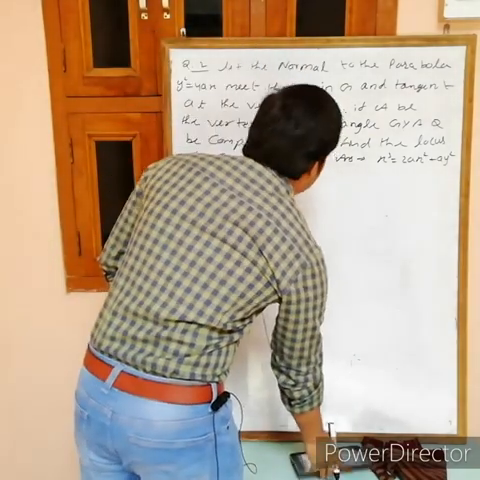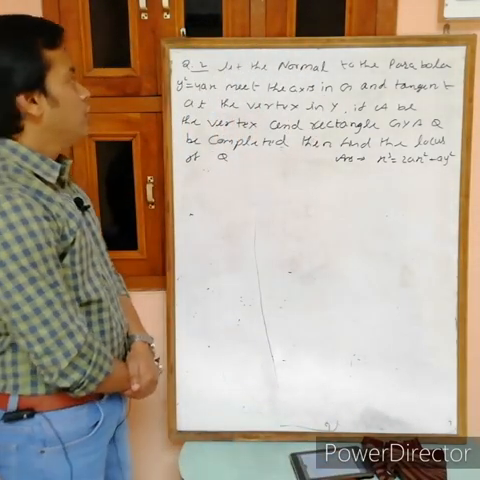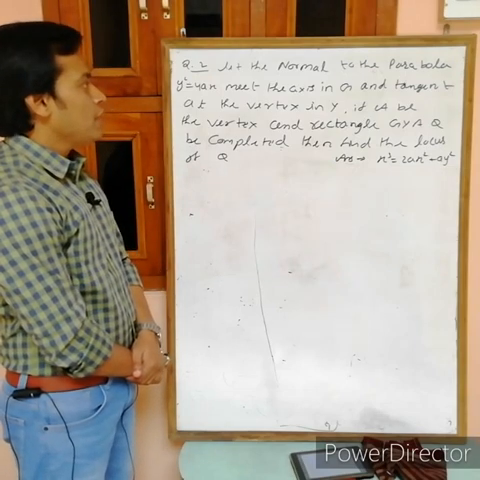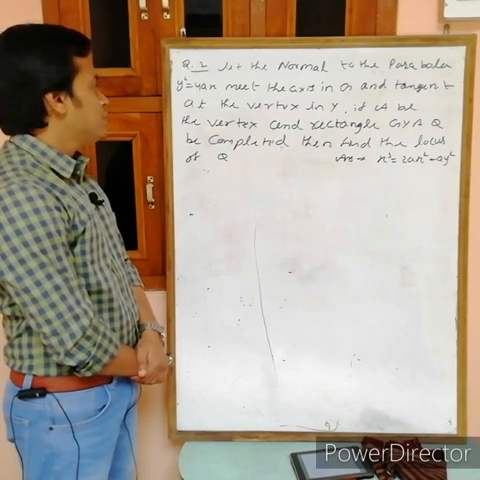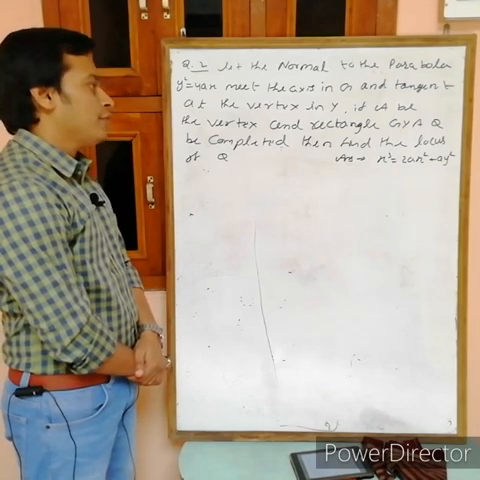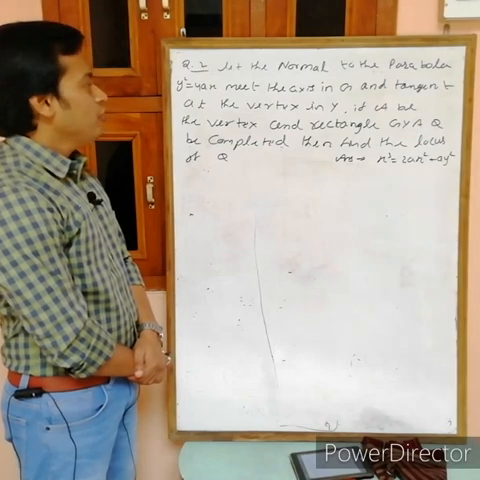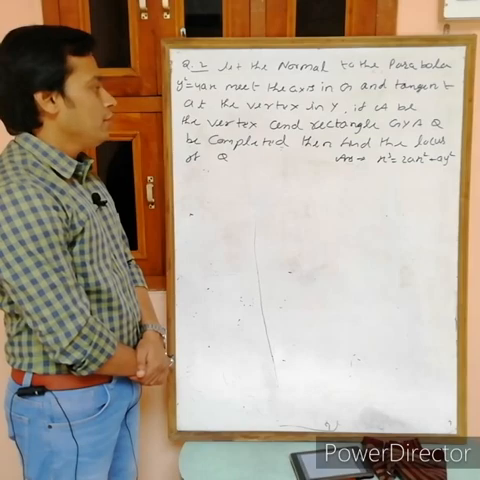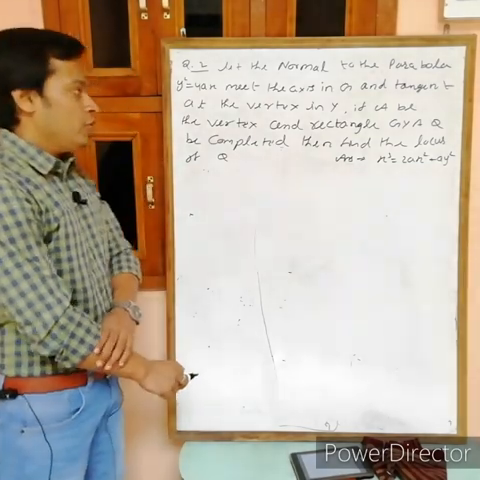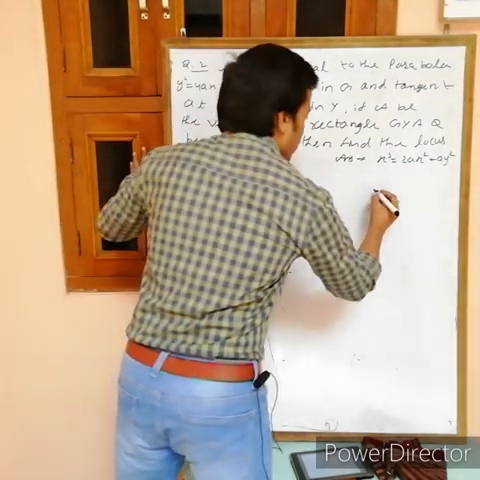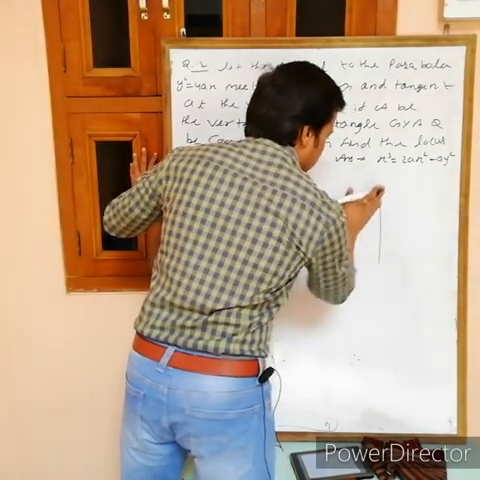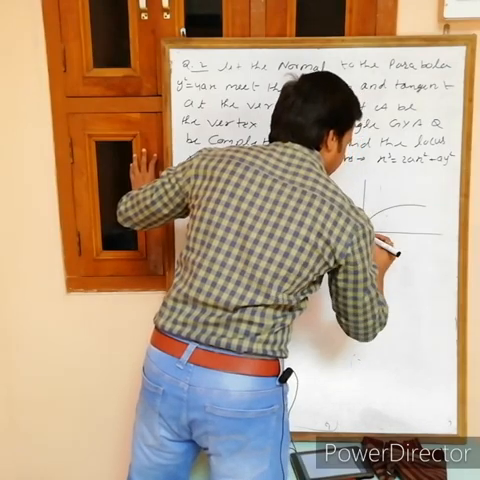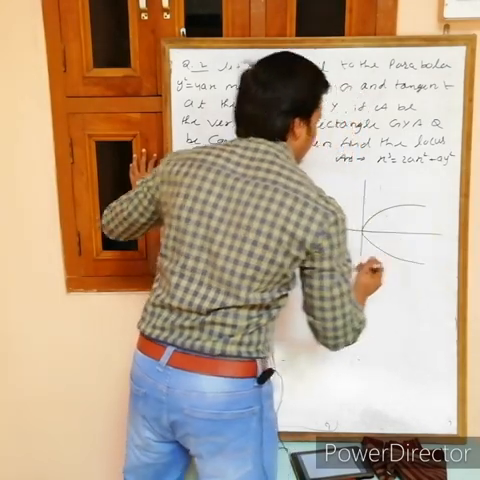So the question is: let the normal to the parabola y square equals 4ax meet the axis in G and tangent at the vertex in Y. After that, if A be the vertex and rectangle GYAQ be completed, then find the locus of Q. First we have to draw the diagram for it. Directly we can't identify.